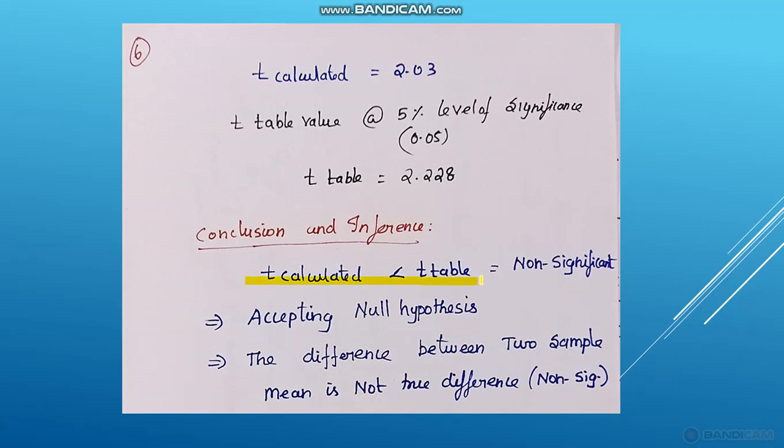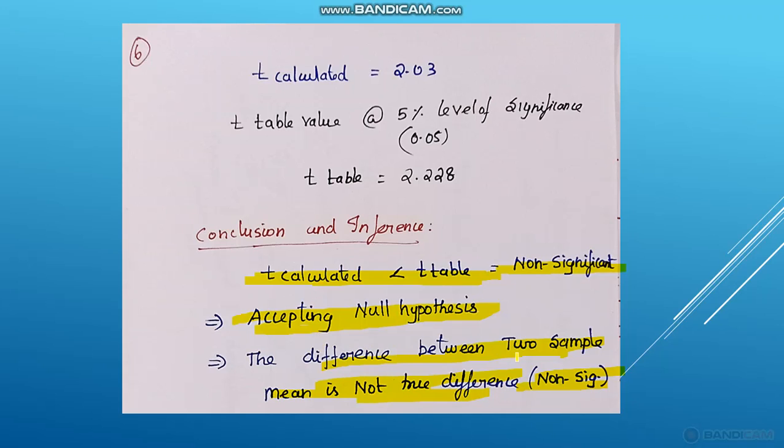Sorry, t calculated is less than the t table value, so it is non-significant. Non-significant means we are accepting the null hypothesis; the difference between the two sample means is not a true difference. Conclusion: the t calculated value is less than the t table value, so it is non-significant and we accept the null hypothesis. Significant means we will reject the null hypothesis.